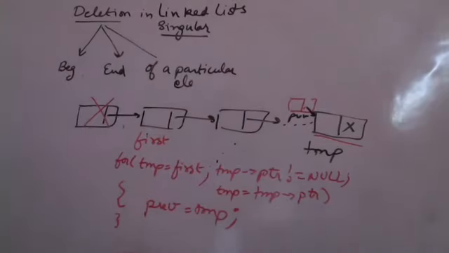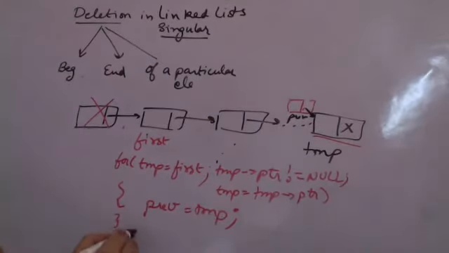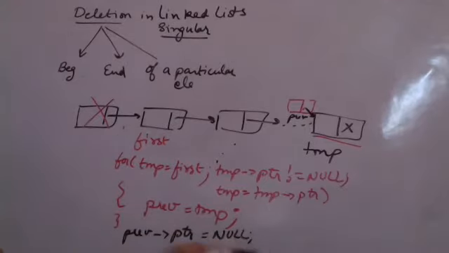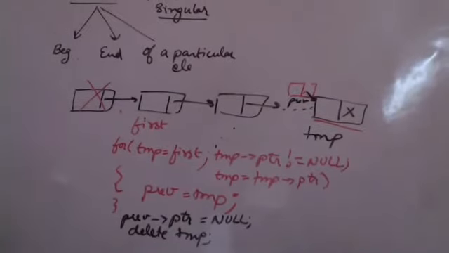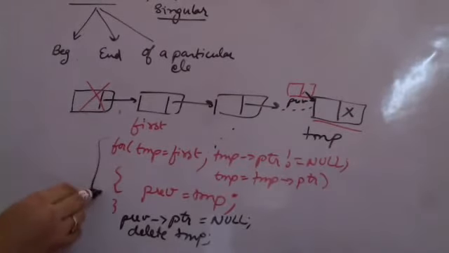Now what I have to do is, previous pointer is equal to null, so that the pointer is not pointing to any location, and I need to delete or free temp, that is the dynamically allocated memory. I need to free this memory, right? This is how I traverse till the last and then free that memory. Is it clear to all?